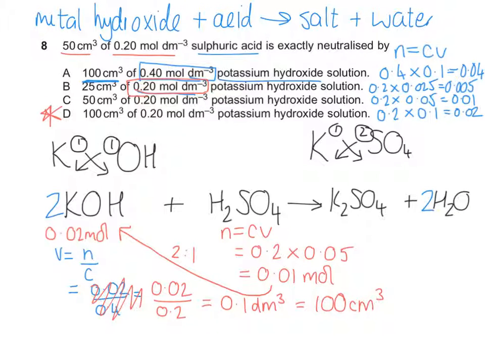So looking at the question, you might have thought that, well, I have 50 centimeters cubed of 0.2 sulfuric acid, and so you might have been drawn to option C, 50 centimeters cubed of potassium hydroxide, but it's because of this ratio here that we need 2 moles of potassium hydroxide to completely neutralise 1 mole of sulfuric acid.